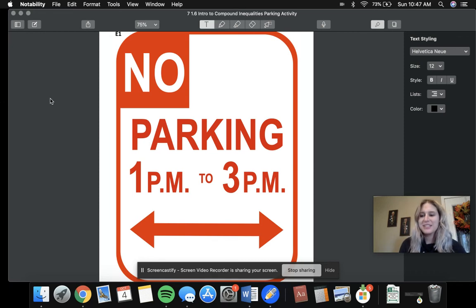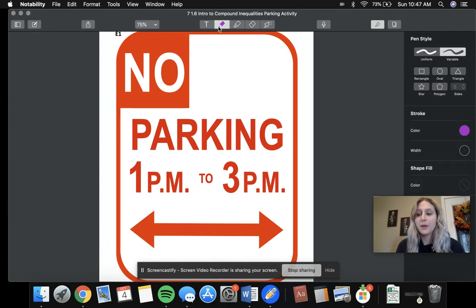Hey guys, today we're going to do an introduction activity to compound inequalities. When we think about a compound sentence, that means we have two sentences put into one. So a compound inequality is when we have two inequalities put together to show a lot more solutions. We're going to do just an introduction activity to make sure we feel okay, which is a parking lot activity.